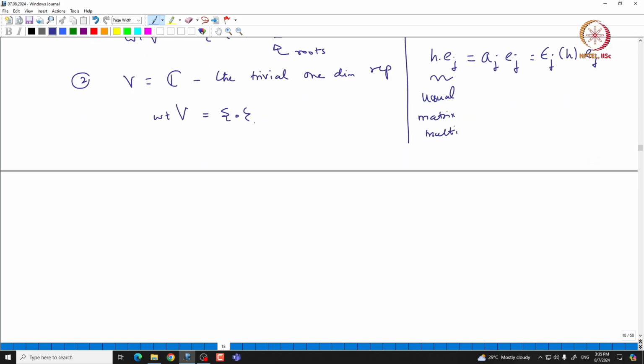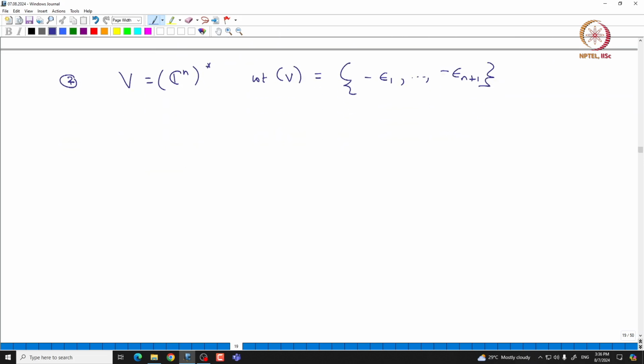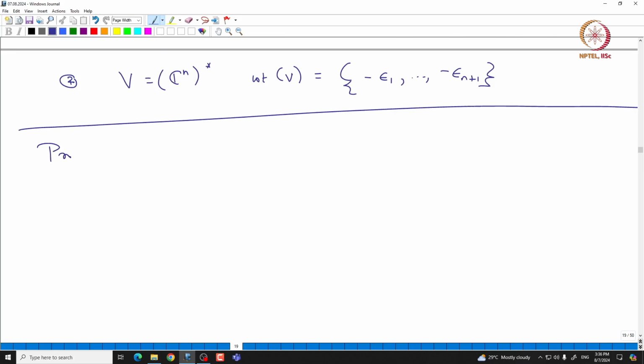Okay. So, now if you take the dual, I will leave it to you to check. If you take the dual of this natural representation, then the weights of that are going to be minus epsilon 1, etcetera, minus epsilon n plus 1. Okay. Note that these representations are irreducible representations of G. Okay. So, we are going to make a proposition that is actually going to tell you everything about the weights of all interesting representations that we have constructed so far. So, here is the proposition.